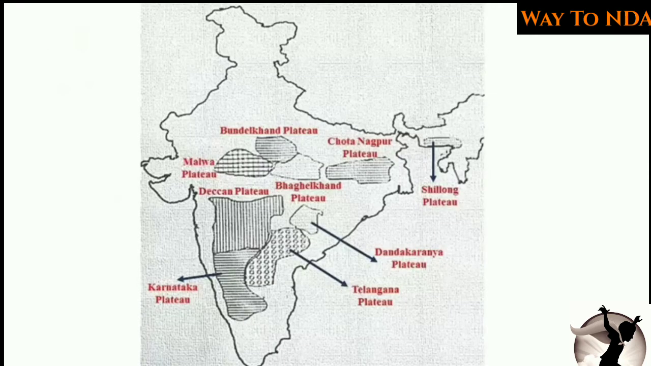Remember the location. I am telling you again and again, location of the plateaus is very important: Malwa Plateau, then Bundelkhand Plateau, then Baghelkhand Plateau, and then Chota Nagpur Plateau. In Chota Nagpur Plateau you will get a lot of coal and mineral deposits. That is why many tribes live there. This area is also densely forested, and a lot of mineral exploration is going on here.